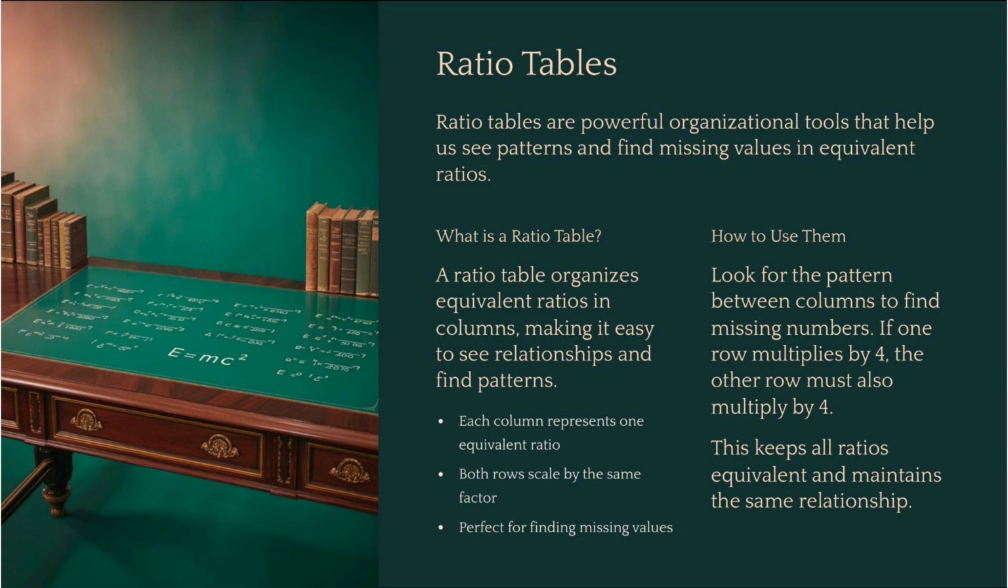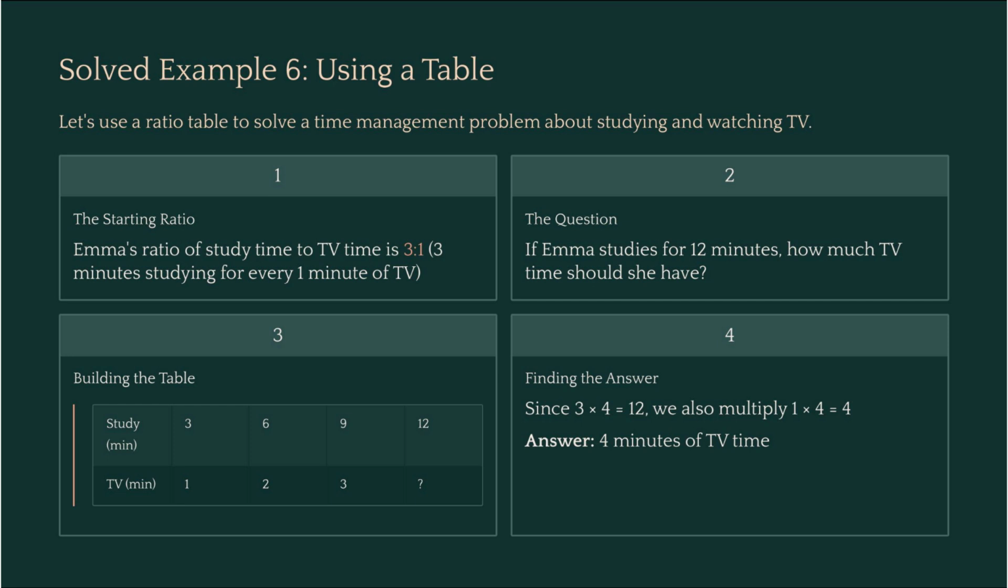Ratio tables are great because they help you see the relationship clearly and quickly identify the multiplication or division factor you use to scale from one equivalent ratio to the next, making it much easier to find any missing values. Let's put the ratio table into action with an example.